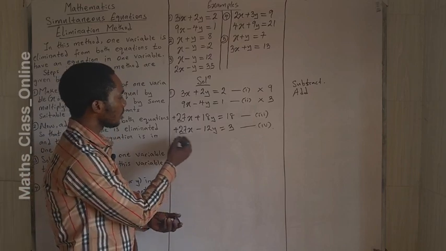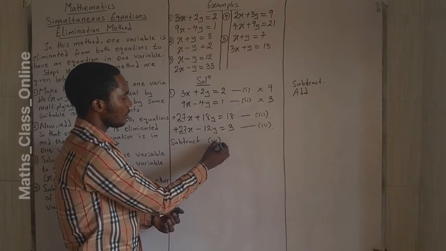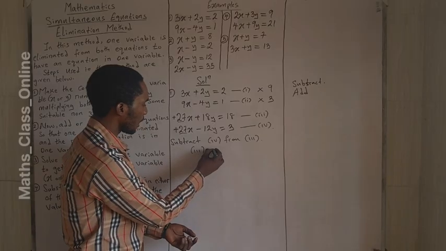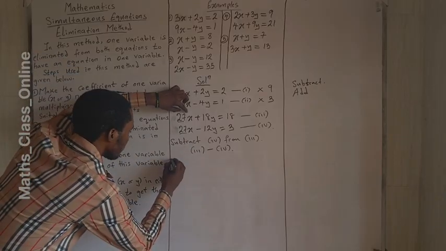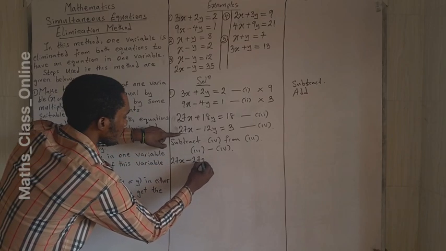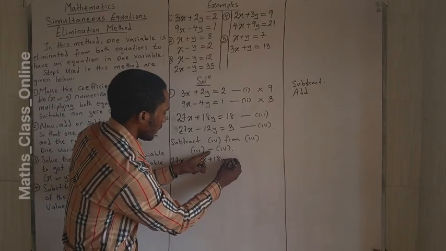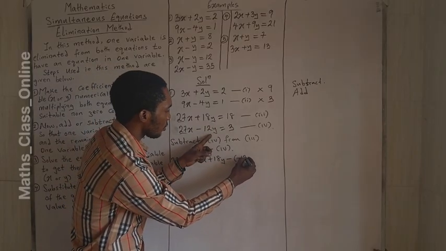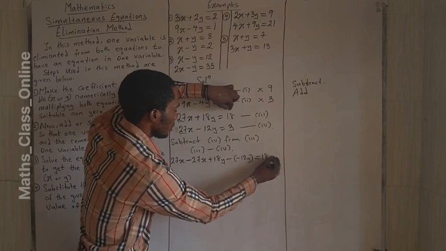But in this case, we have both to be positive. That means that we are going to subtract equation 4 from equation 3. Subtracting equation 4 from equation 3 will give us equation 3 minus equation 4. Equation 3 first, 27x, minus equation 4, 27x. Now back to equation 3, plus 18y, minus equation 4. What do we have in equation 4? Minus 12y. We have minus here, so put that inside a bracket. Minus 12y is equal to equation 3, that is 18, minus equation 4, that is 3.